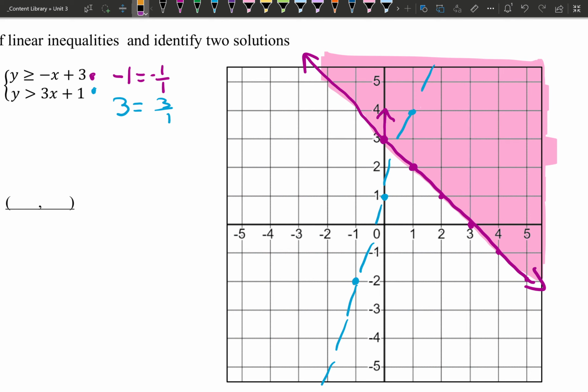Okay, let's decide where to shade. I once again have a greater than symbol, which means I'm going to be shading above the y-intercept. So that means I'm going to be shading everything over here. Oh, that's tiny. There we go. I'm going to be shading everything on this side of the line.